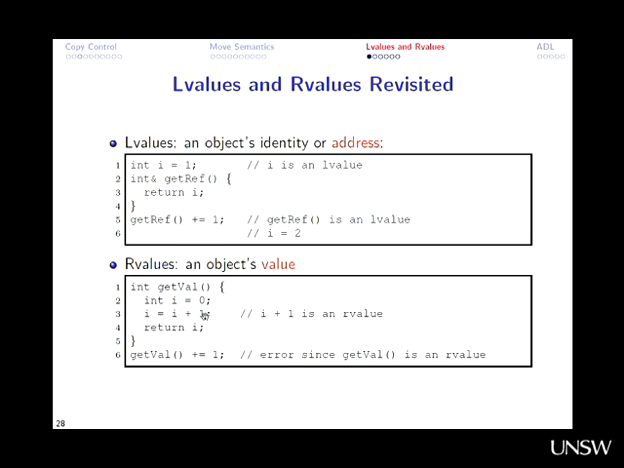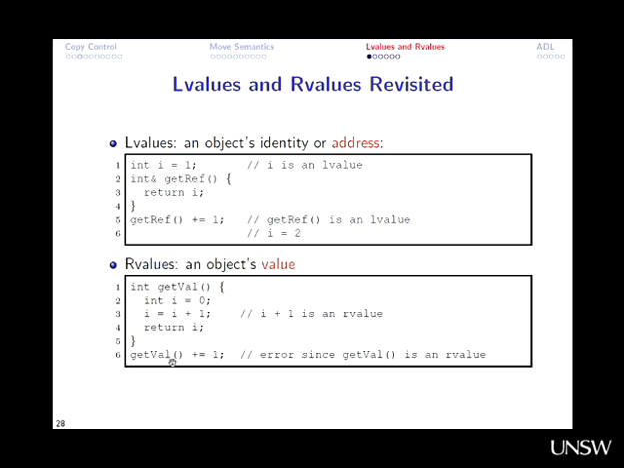So an L value plus an R value on that side. Okay, so that i there's an L value. For r is an R value. i plus 1 is actually an R value. It's a value. Okay, you can assign that into i, and then you can return i. It's return i because it's returning a copy, it's returning an R value.